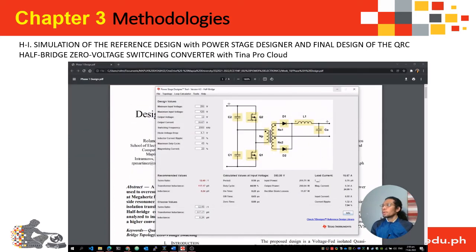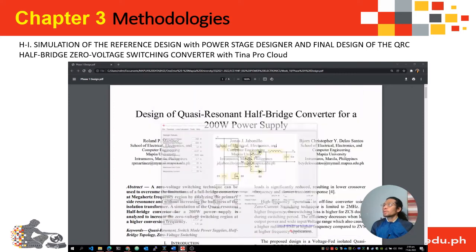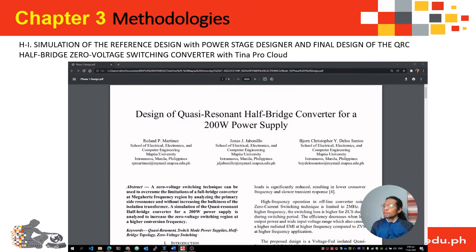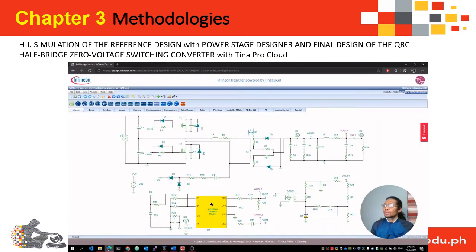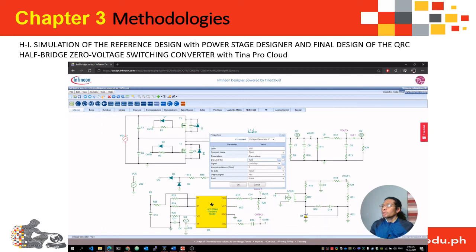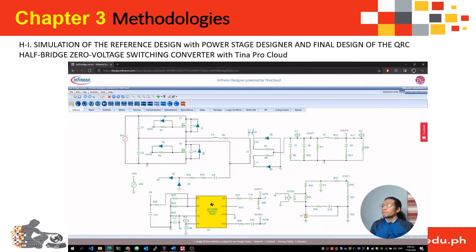So proceeding to the final design of the quasi-resonant half-bridge converter for a 200 watts power supply, we are going to use the Tina Pro Cloud for the simulation and the schematic design of the quasi-resonant half-bridge converter for a 200 watts power supply. So here we are going to use an input voltage of 420 or the maximum input voltage. Then the parameters that we computed using the manual calculation or the theoretical values.